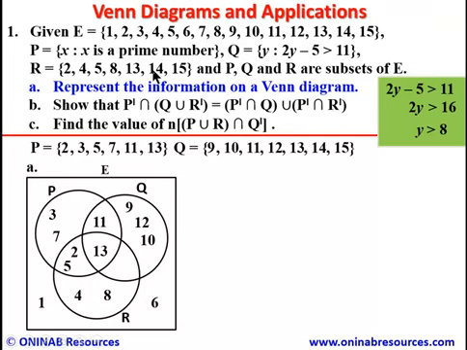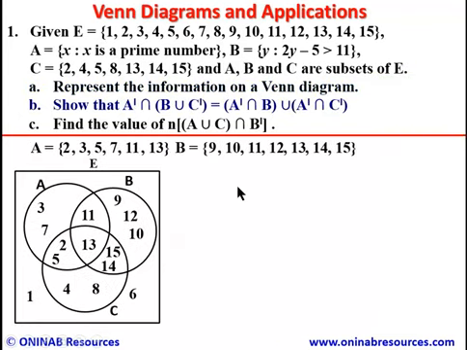14 is in R, and it is also in Q, but not in P. So 14 will be in this region. And finally 15 is in R, it is not in P, but it is in Q and R only. So we have it here. And we've succeeded in representing these sets on a Venn diagram.